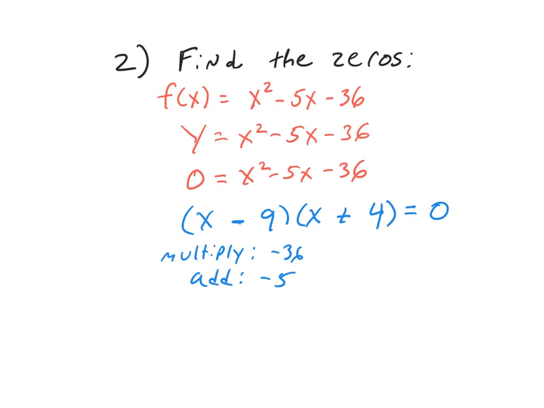So when we have 2 numbers multiplied together and make 0, either one or both has to be equal to 0. So x minus 9, to make that equal to 0, x has to be 9. There's one of our zeros. And x plus 4, to make that 0, x has to be negative 4. Here's our other 0.